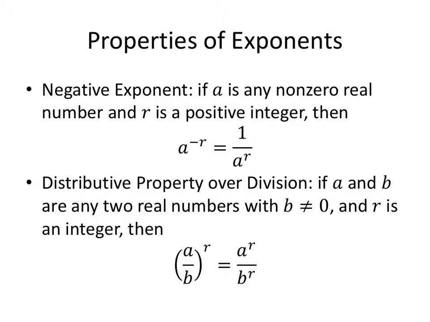Just like we had a distributive property over multiplication, we have a distributive property over division. If A and B are any two real numbers raised to the R power, then that's the same as A to the R divided by B to the R. Very important that B can't be zero because remember, no zeros in the denominator.